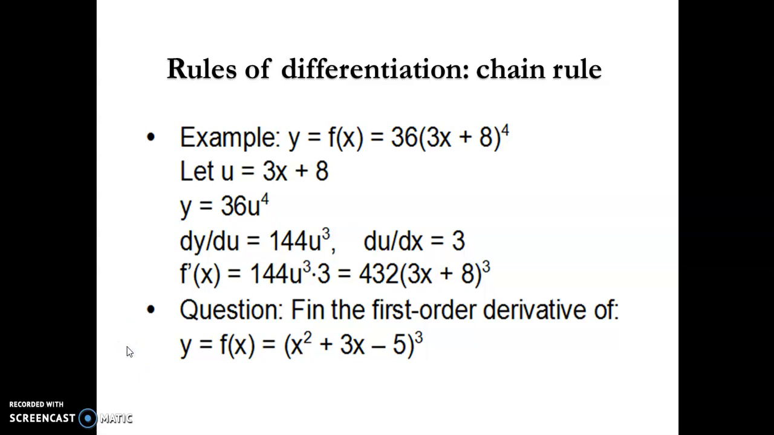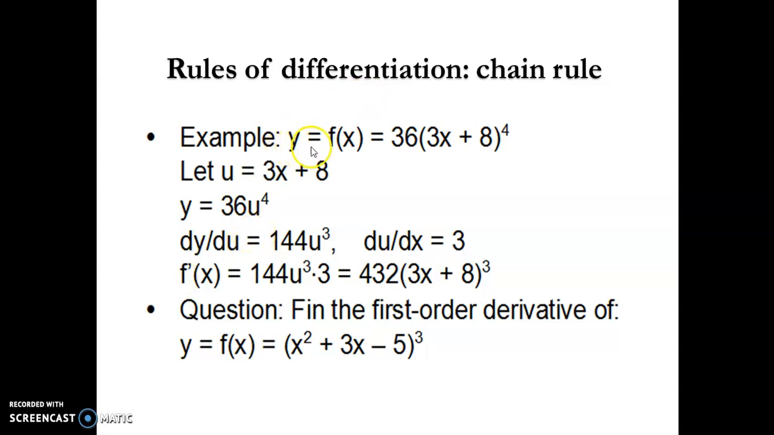This is part 3 of topic 2, the introduction thereof, and we are dealing with the rules of differentiation, the chain rule. So I'm continuing off from where we ended. This is the next example.